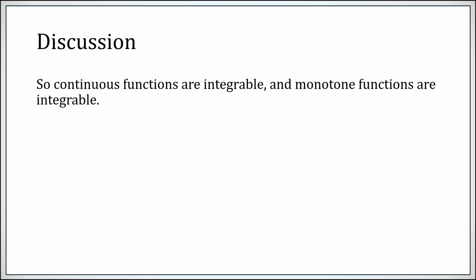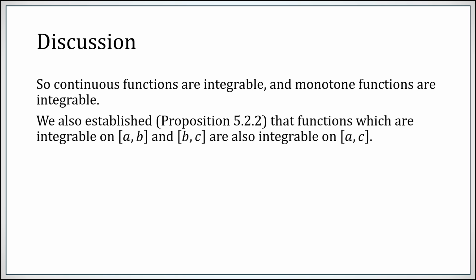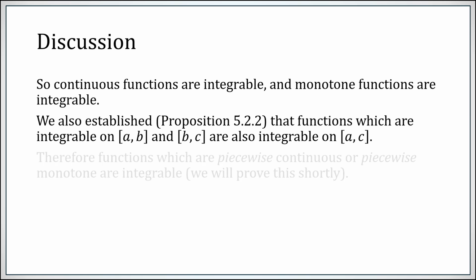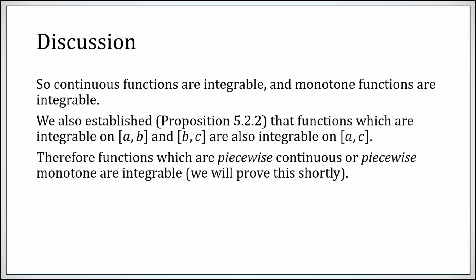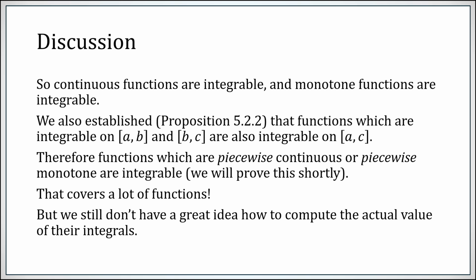So, continuous functions are integrable, monotone functions are integrable. Also, back in Proposition 5.2.2, we established that if a function is integrable on an interval from a to b and from b to c, then it is integrable on the interval from a to c. Therefore, any function which is piecewise continuous or piecewise monotone is integrable. We will prove this in just a moment. Now that covers a whole lot of functions, piecewise, either continuous or monotone. But we still don't have a great idea how to compute the actual value of the integral.